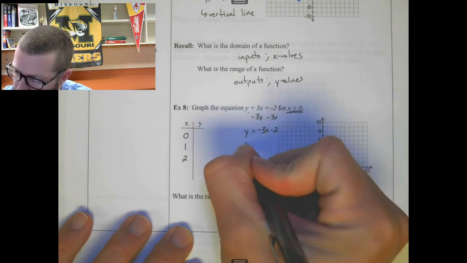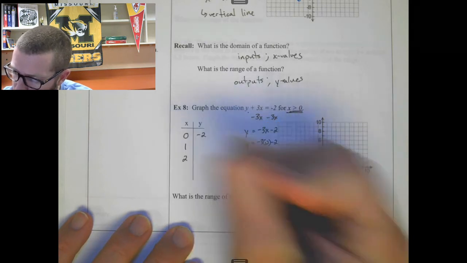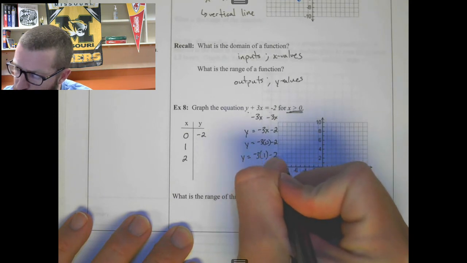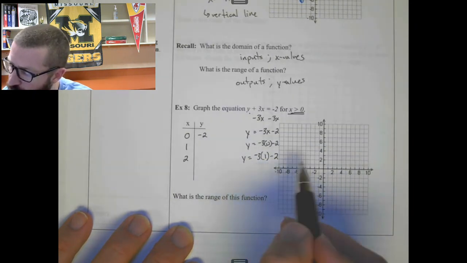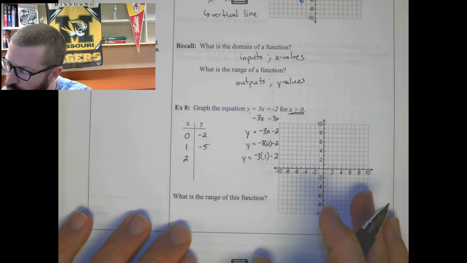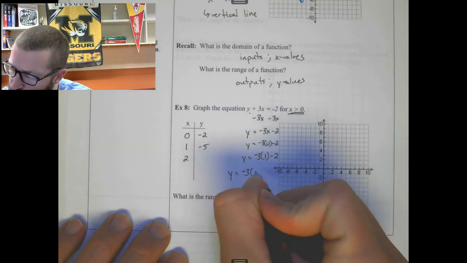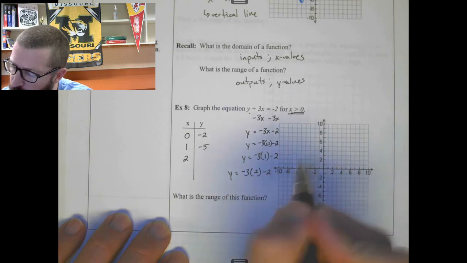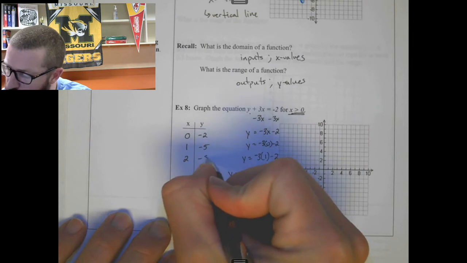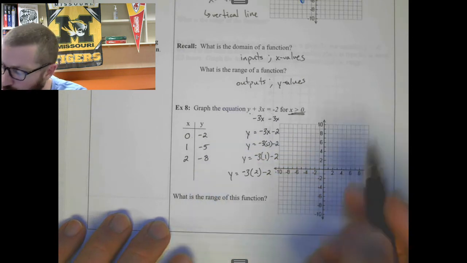You plug in 0, you get -2. You plug in 1, you get -5. And then when you plug in 2, you get -6 minus 2 is -8. And you do see a pattern here. We're going up 1, and then we're subtracting 3 each time.